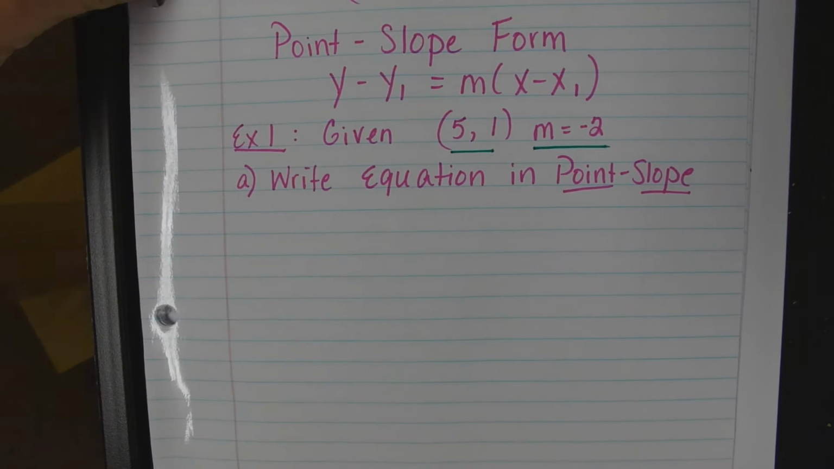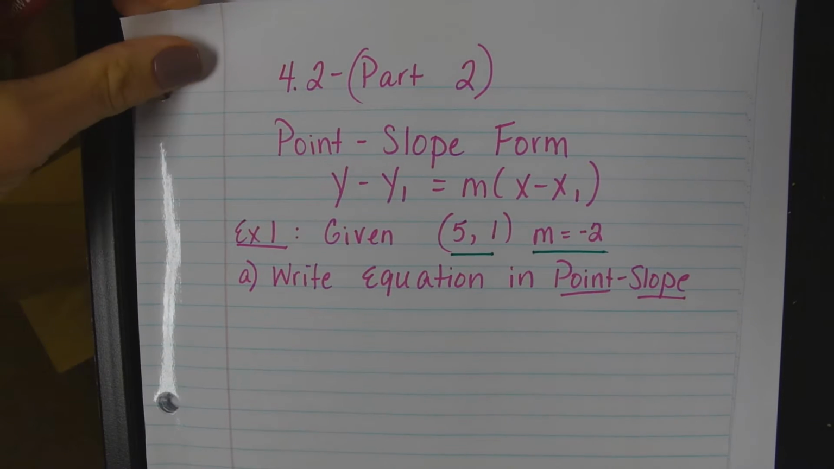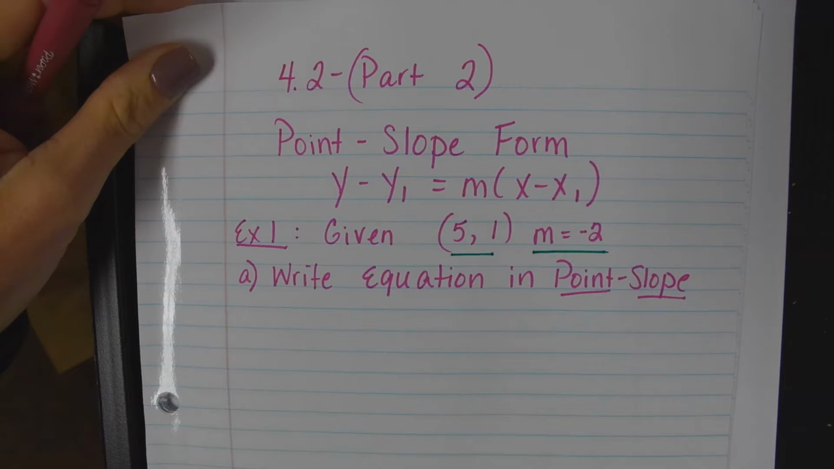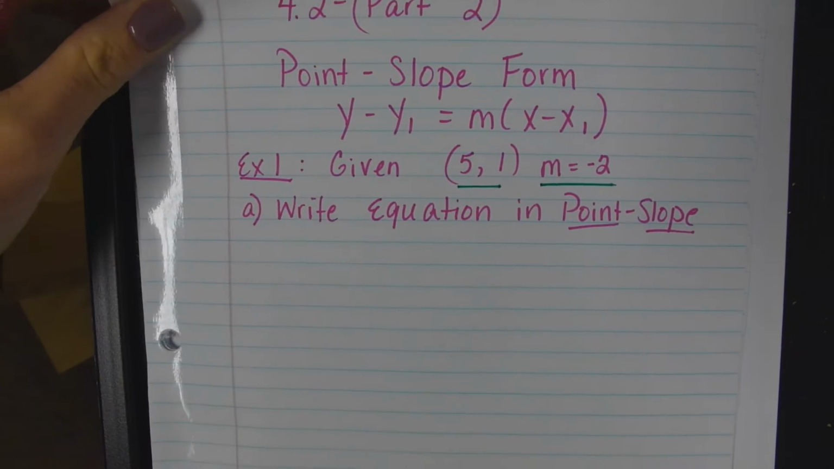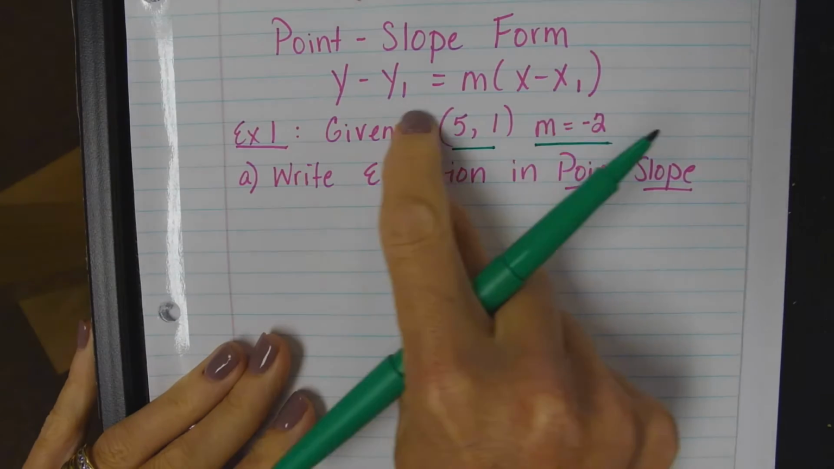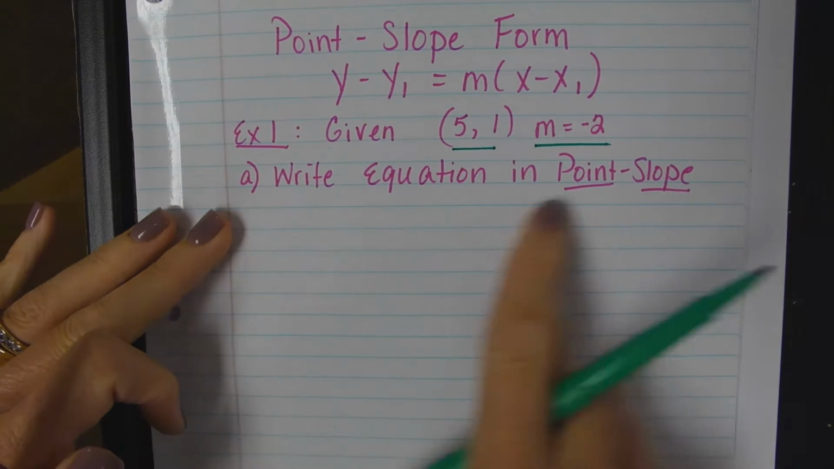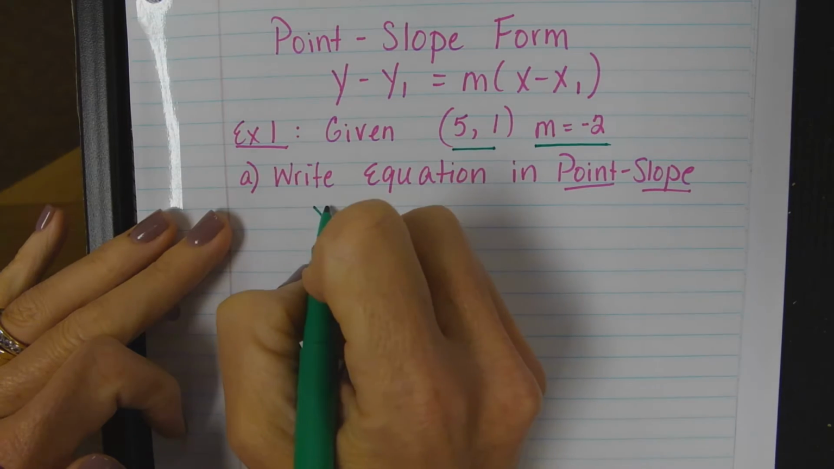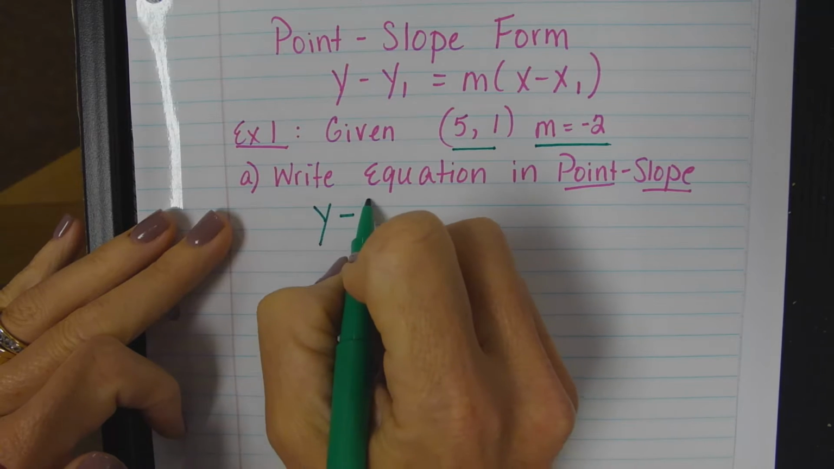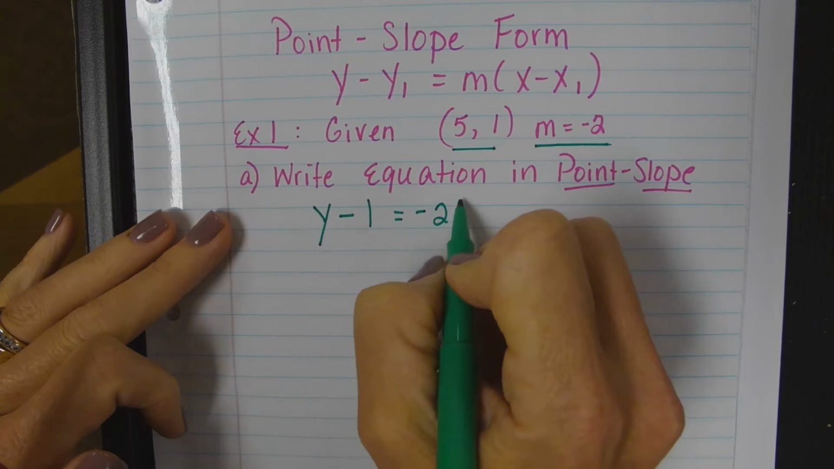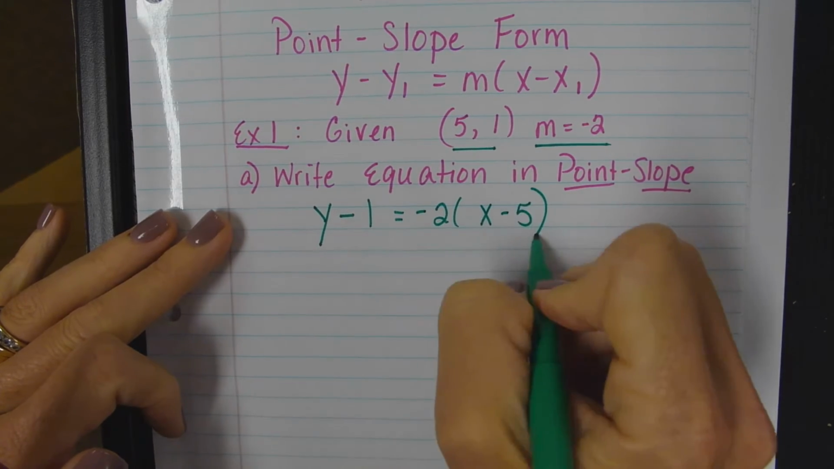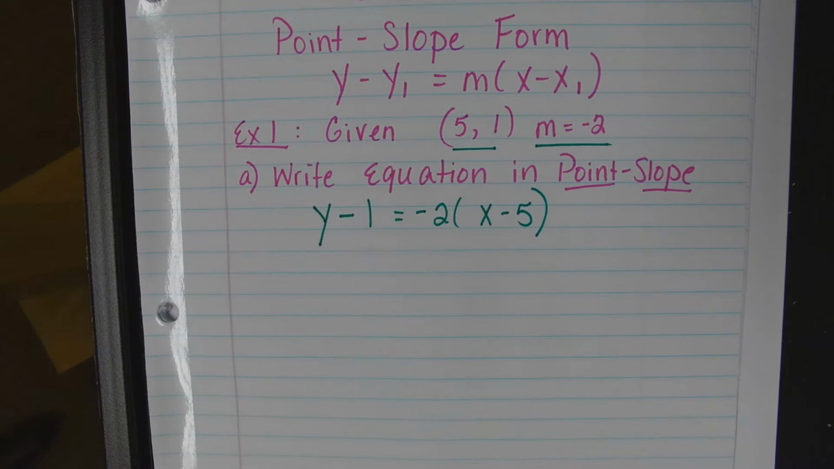So we are doing 4-2, part 2, the end of this section. Here's point slope. We have section A. You should have written that. That's all you had to do. Has everybody got it?